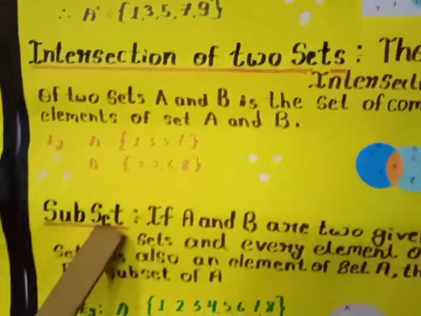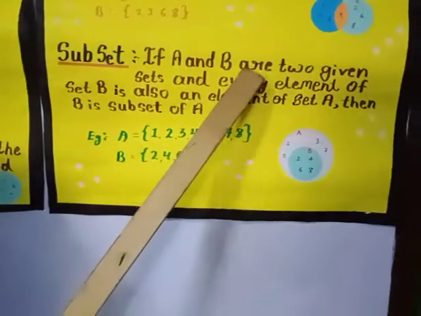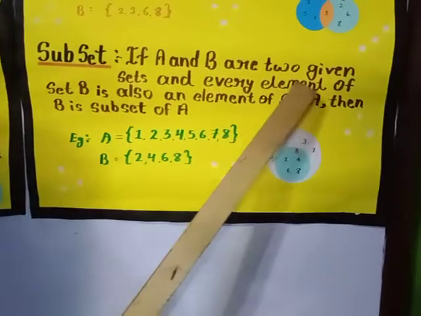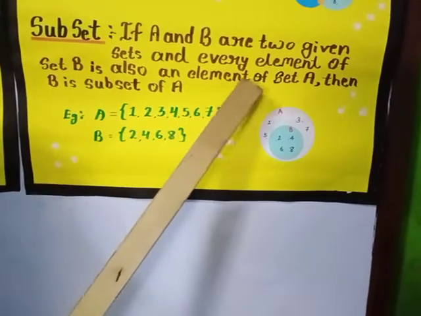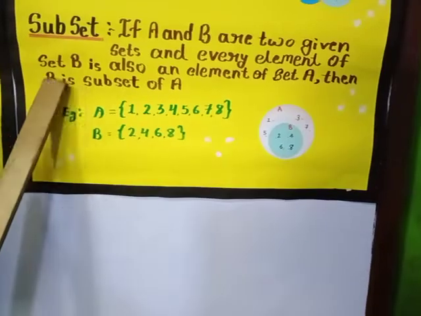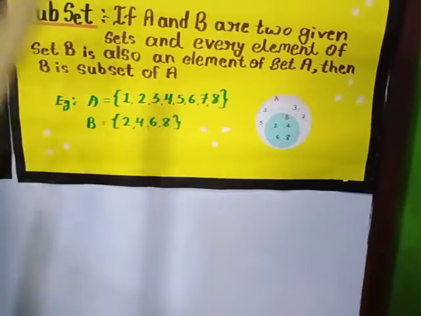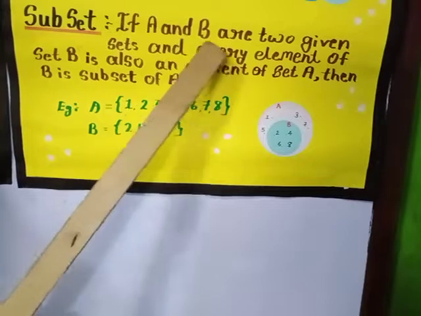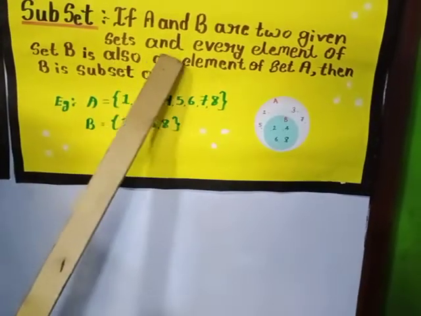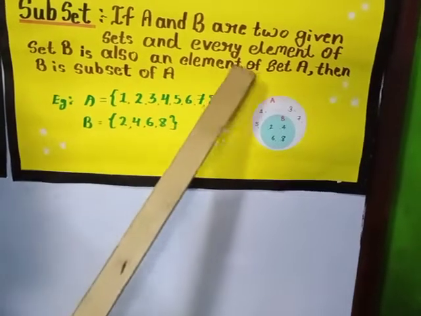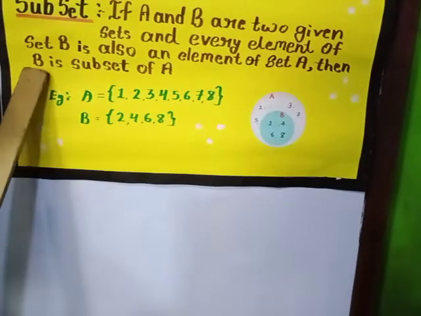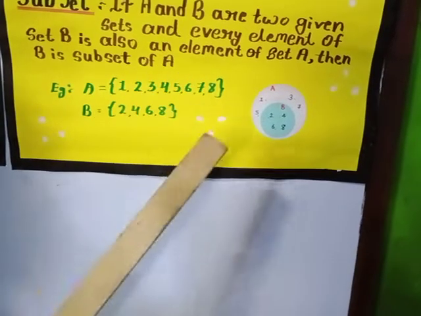Next we learn the subset. What is a subset? If A and B are two given sets and every element of set B is also an element of set A, then B is a subset of A. Once again, if A and B are two given sets and every element of set B is also an element of set A, then B is a subset of set A.